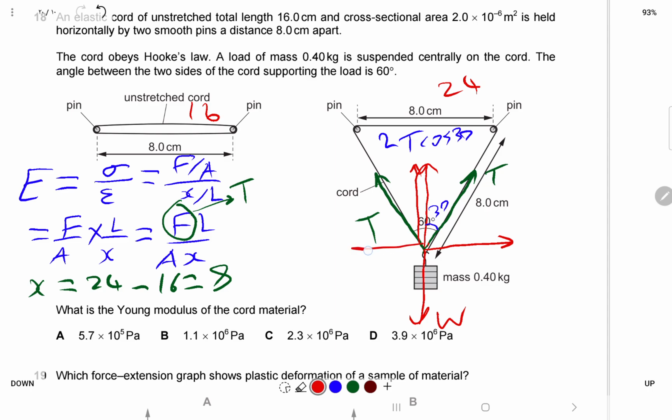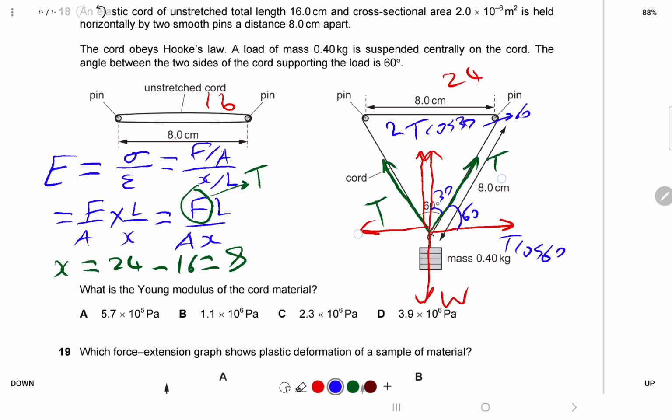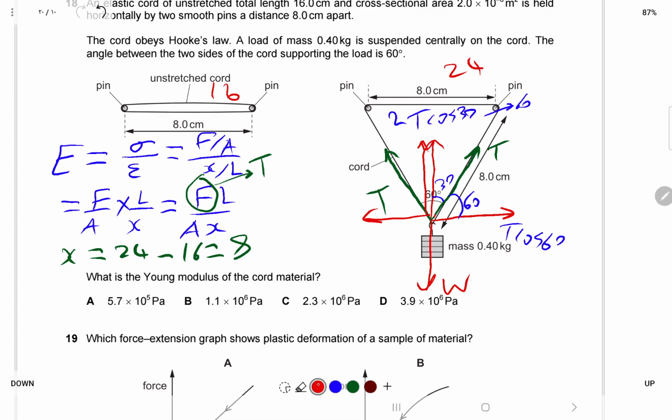And the horizontal component is not important. Of course, the horizontal component will be, in this case, T cosine 60, because here you have 60, alternate interior angle as 60 here. Okay, now in order to calculate T, you can equate W and 2T cosine 30. So W equals 2T cosine 30. This means T is equal to W over 2 cosine 30.